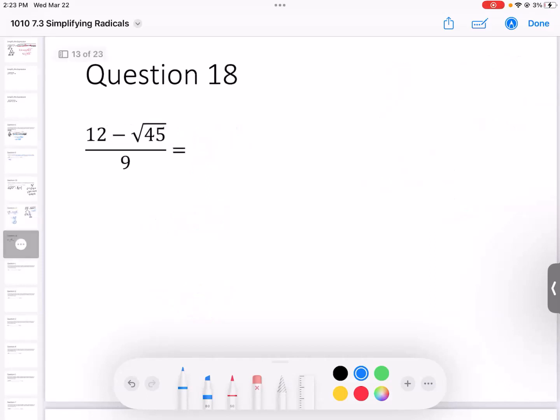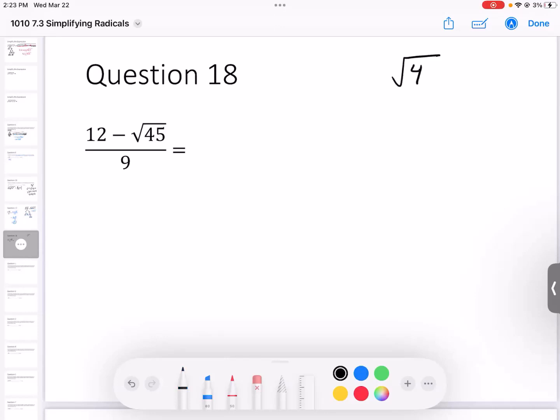Now on question 18, this one's kind of similar, but a little bit different, because in the top of the fraction, you don't have things that are multiplied, you have things that are subtracted. So in this case, you need to get it into factored form before you can cancel anything out. But first of all, let's go ahead and simplify the square root.